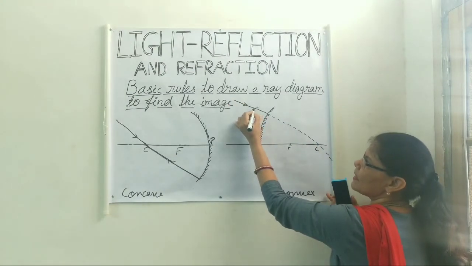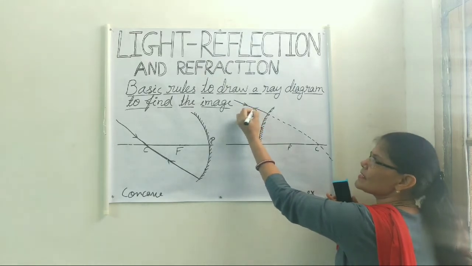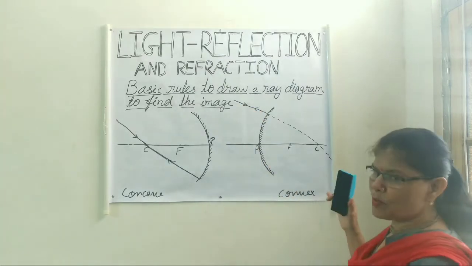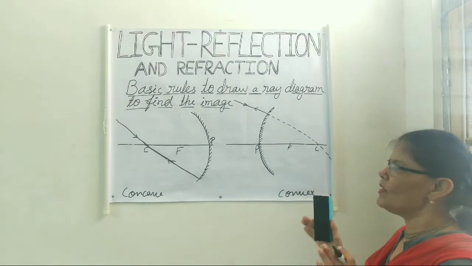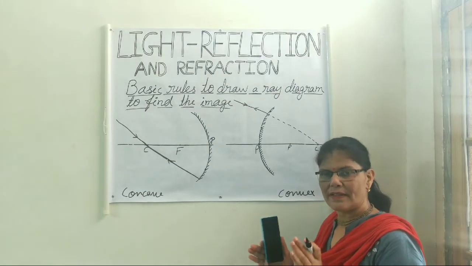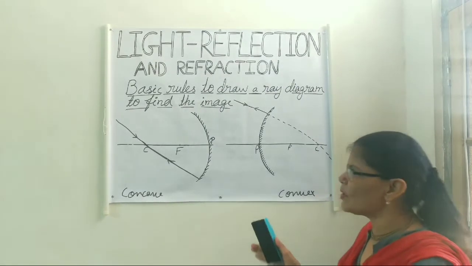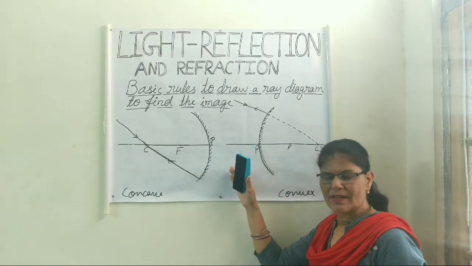The other arrow should be here. This is for the incident ray. This is for the reflected ray. So both the rays are in the same direction in the third rule, where the incident ray passes through the center of curvature and then it strikes the mirror. This is because this incident ray is falling on the mirror at normal to the mirror.